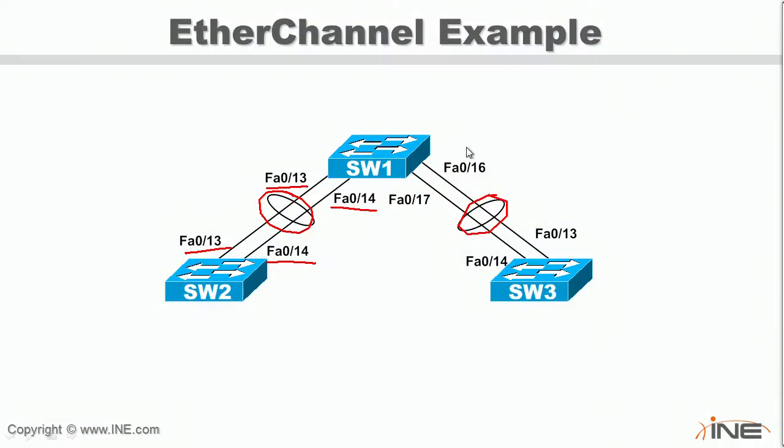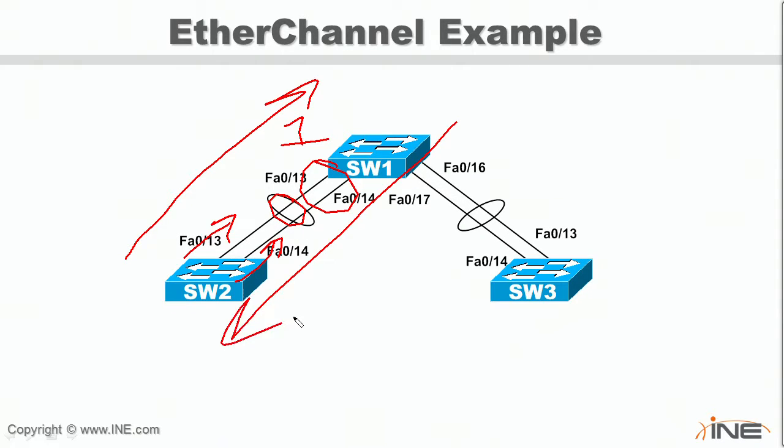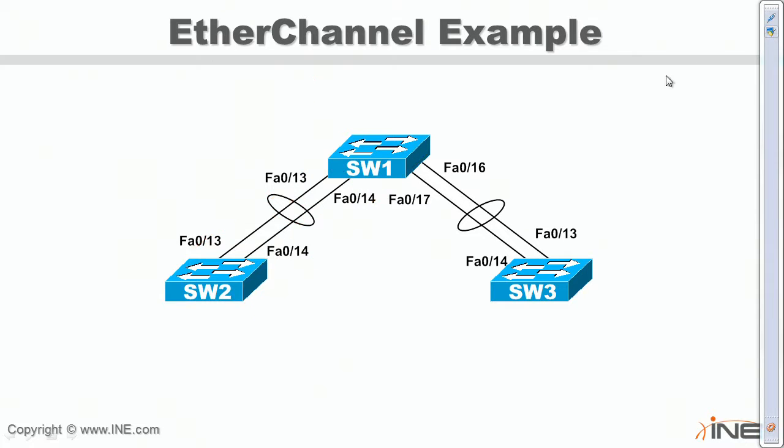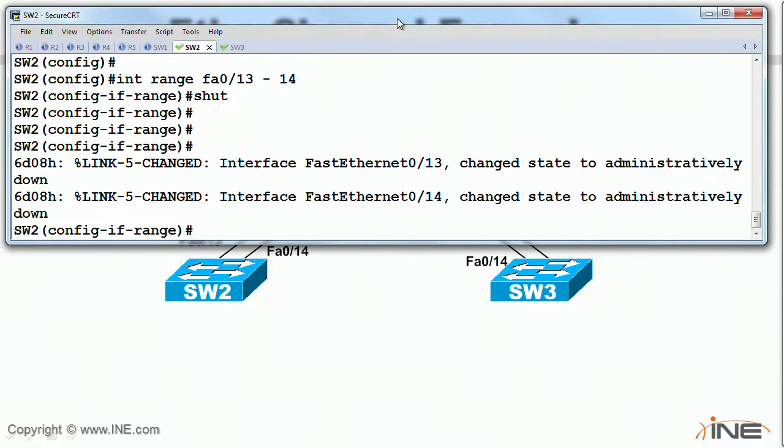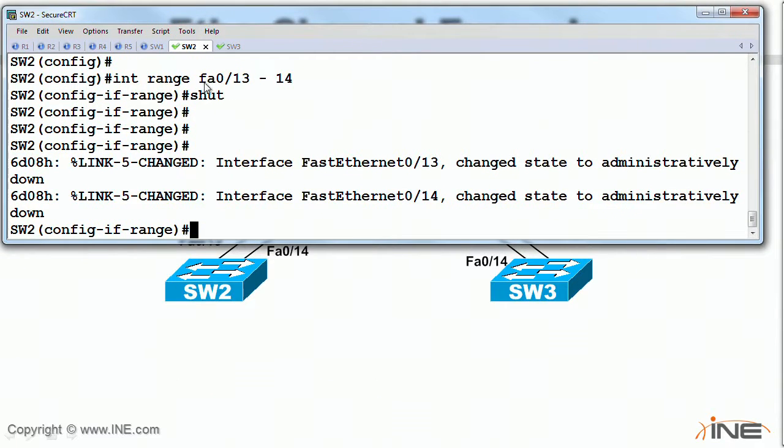Because if one side forms a channel and the other side doesn't, from the perspective of spanning tree, this side may look like one single interface. This side may look like 2 separate physical interfaces, which could result in a traffic loop. And this is ultimately what we're trying to prevent, that there's multiple physical loops in the path. I need to make sure that a packet doesn't go out there and then come back in that way. So essentially, I need to make sure these configurations are identical.